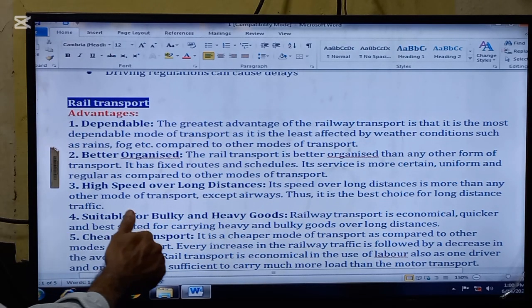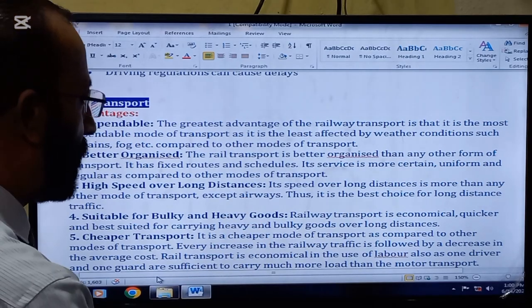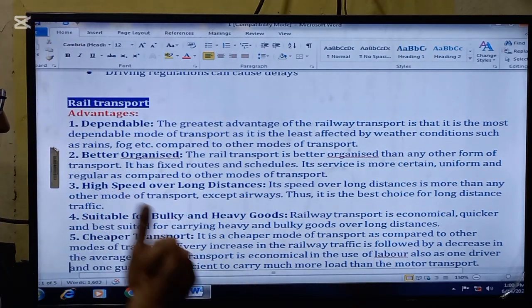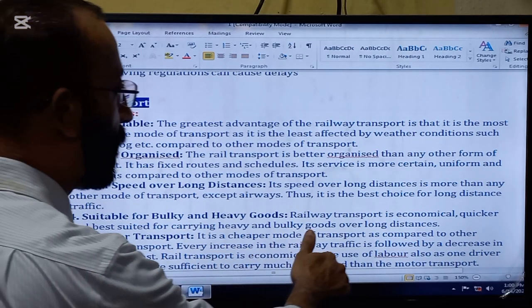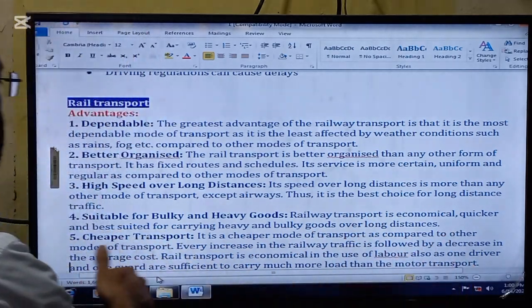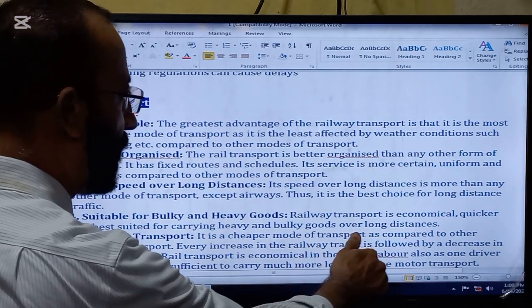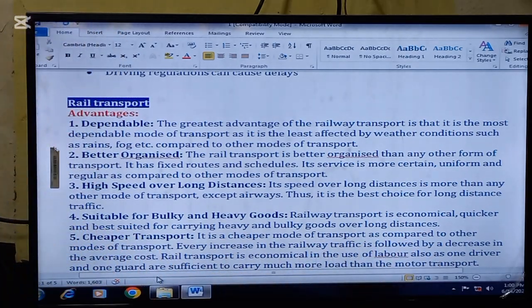Next is high speed over long distances. Particularly when long distances are concerned, this is actually a high speed mode. Its speed over long distances is more than any other mode of transport except airways. Thus, it is the best choice for long distance traffic.